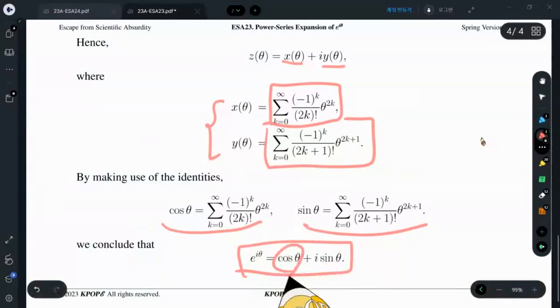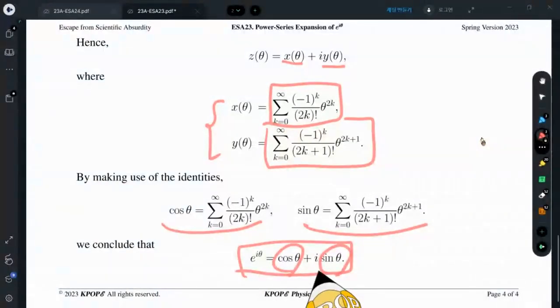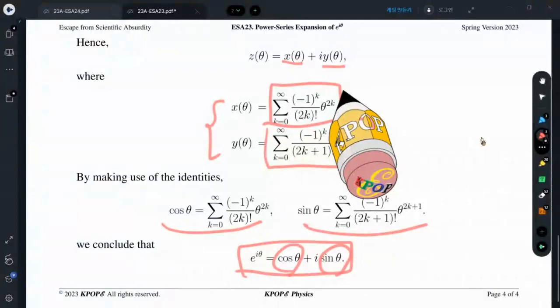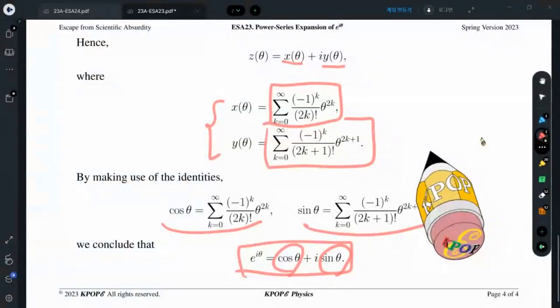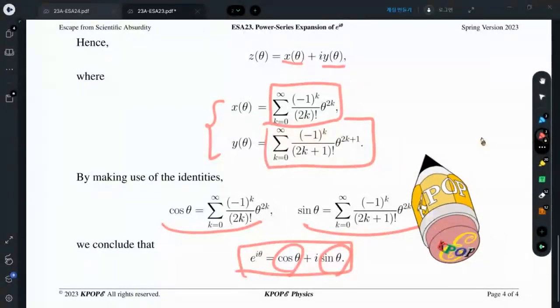We could have substituted cosine and sine into the differential equation. So it is also true, because you know the derivative of cosine is minus sine and the derivative of sine is cosine.